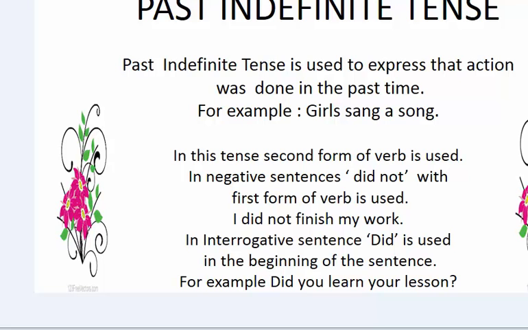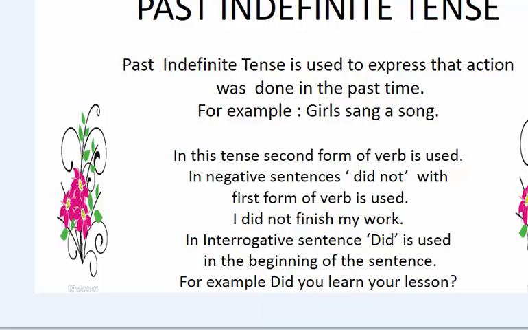So this is a conclusion of the simple indefinite tense. It is used to express an action which was done in the past. For example, girls sang a song. So in this tense, the second form of the verb is used. Keep in mind, these are the concluding main points we discussed in detail earlier. Note it down. In this tense, the second form is used.